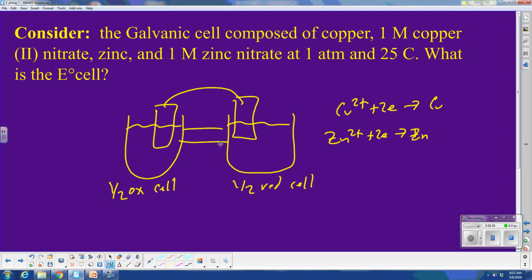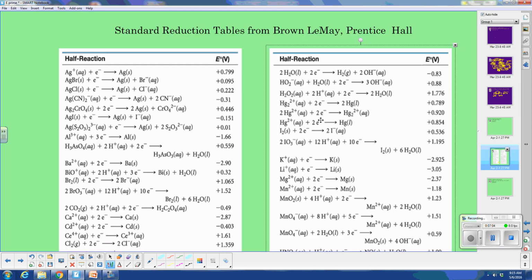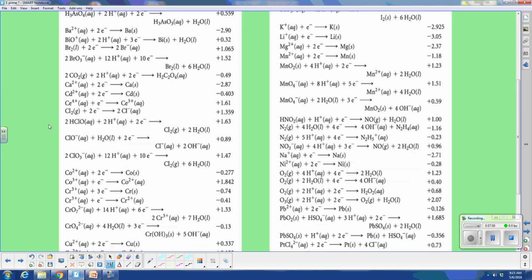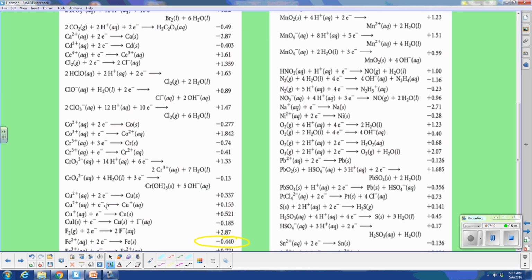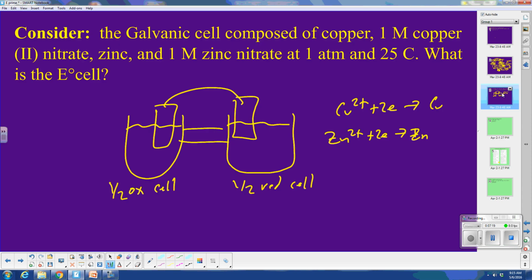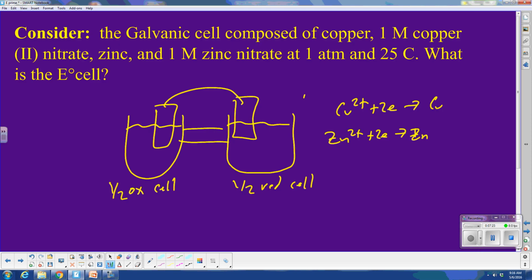And so when I look at my copper, where's copper? Right here. Okay, copper. Oh, copper right here, right there. 0.337. We better go back here and write it down before I forget. So this is 0.337 volts.